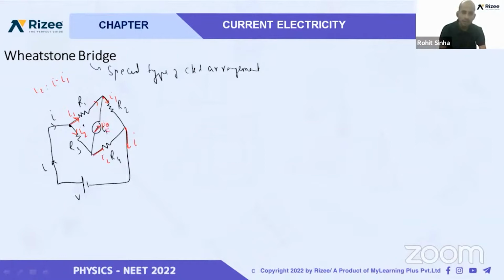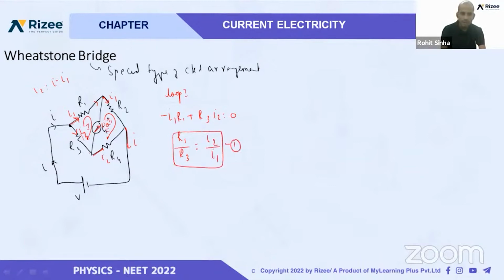Now if we write one KVL equation here and one KVL equation here, let us suppose this is loop 1 and this is loop 2. In loop 1 we can say, as I told you yesterday, minus I1 R1. You come here and go here, no resistance. Now here plus R3 into I2 is equal to 0. That means we can say I1 R1 is equal to I2 R3, so R1 by R3 is equal to I2 by I1. Let us call this equation 1.